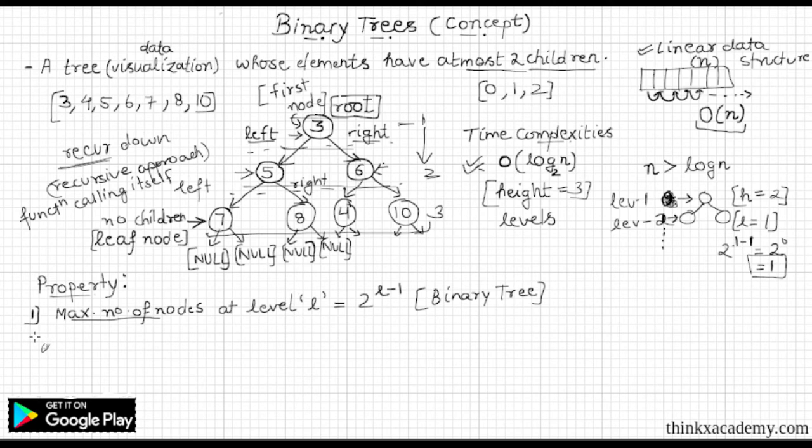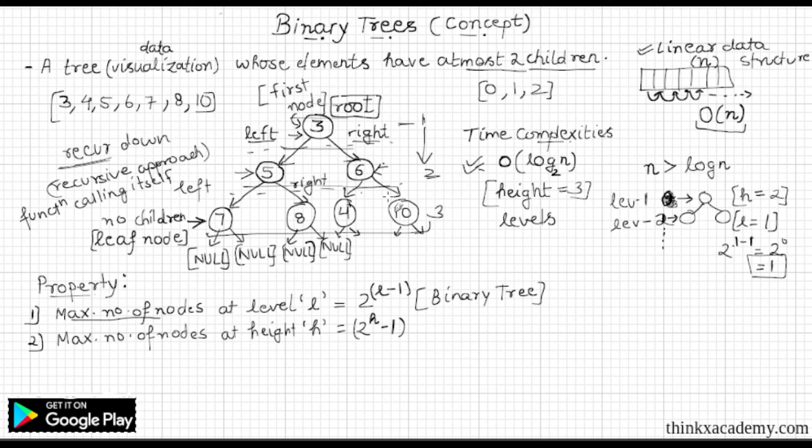The next property that I'm going to write here is that if you want to calculate the maximum number of nodes at any height h, then the formula is equal to 2 to the power h minus 1, and here it was 2 to the power L minus 1.